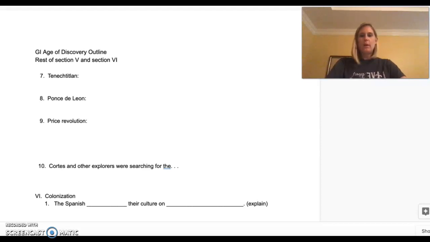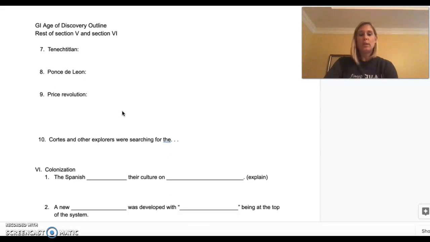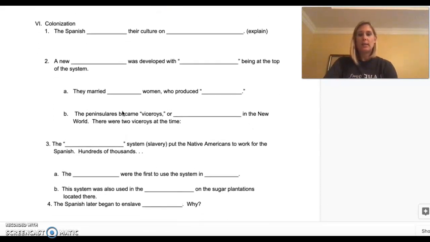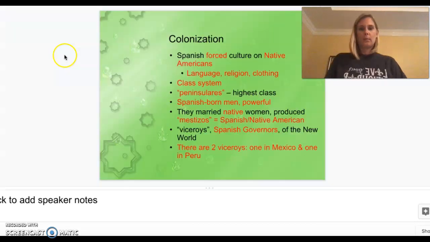Now we're ready to move on to Roman numeral 6 of our typed outline, and it's titled Colonization. So remember, you've already filled in 7 through 10 using the previous PowerPoint video recording, and now we're going to move into this short section of Roman numeral 6. So you can see here, this is the entire section 6 that you're going to use to complete this particular outline. So use that PowerPoint recording that we're about to go over. So here we go with colonization.